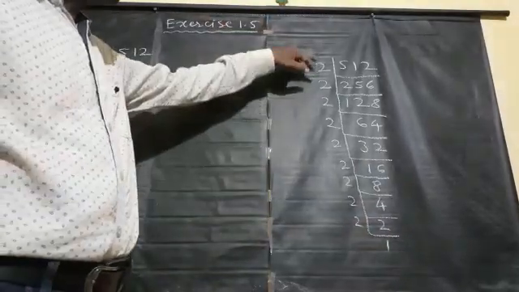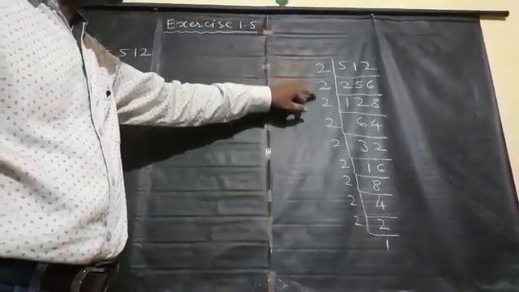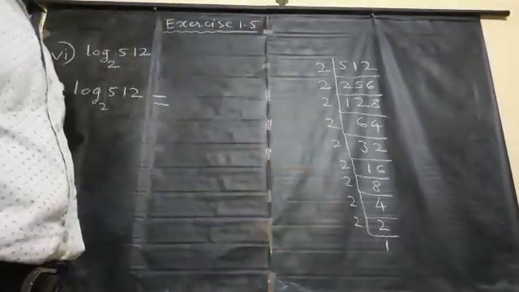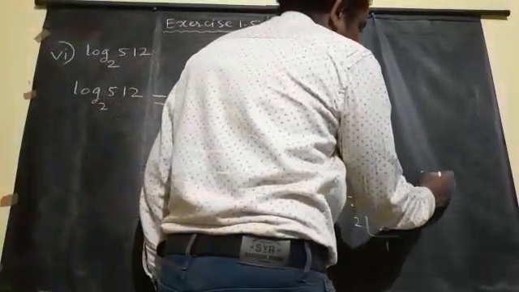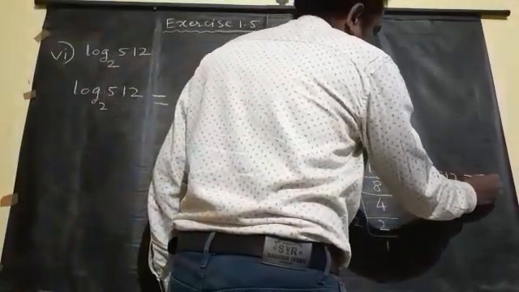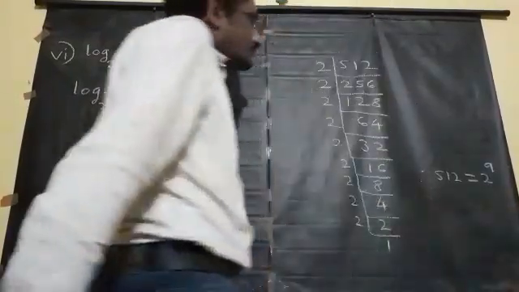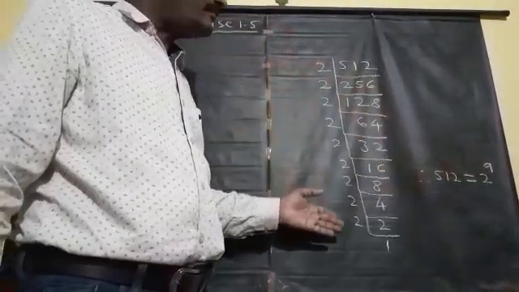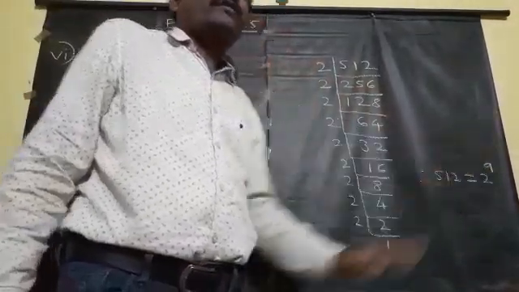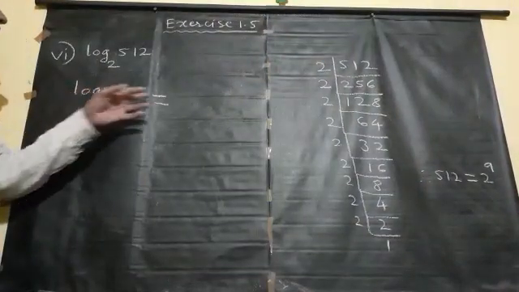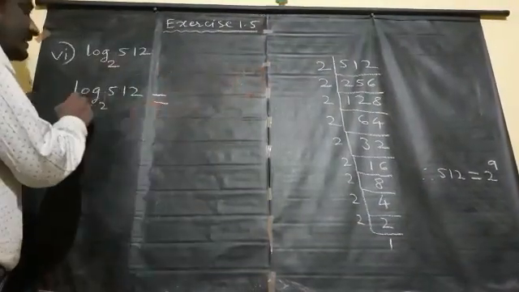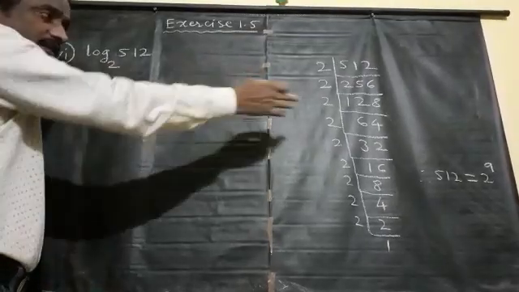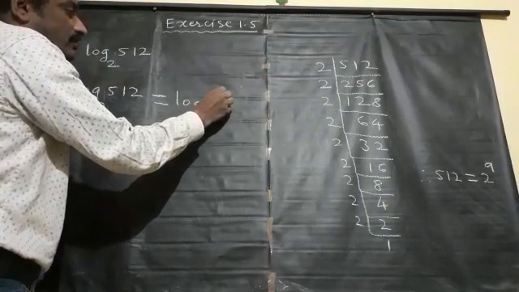Therefore, 512, how many 2s did we get here? You see 1, 2, 3, 4, 5, 6, 7, 8, 9. So we can write 512 as 2 to the power of 9, 2 repeated 9 times. So here in place of 512, we substitute 2 to the power of 9. Log 512 means in place of 512, we can write 2 to the power of 9.